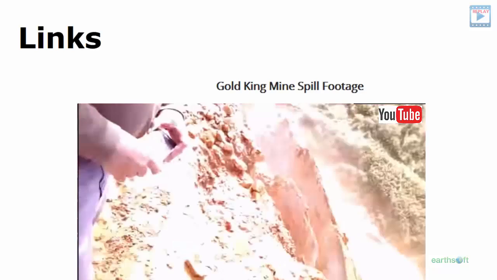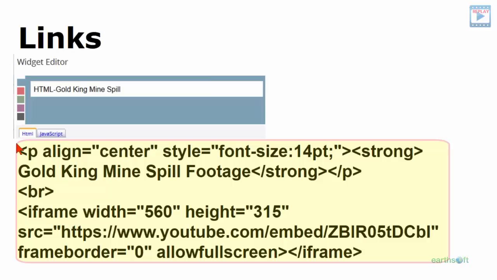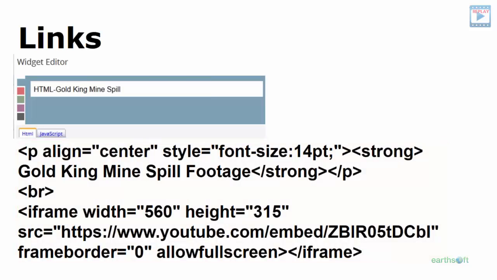Not pretty. Within the widget editor, or the properties of that widget, we come up and change the name to Gold King mine spill. Within the HTML section, we just added this little bit of code, not much there. And in the handouts section on the GoToWebinar panel, you can download all of this information for the ones that I'll be demonstrating this morning.